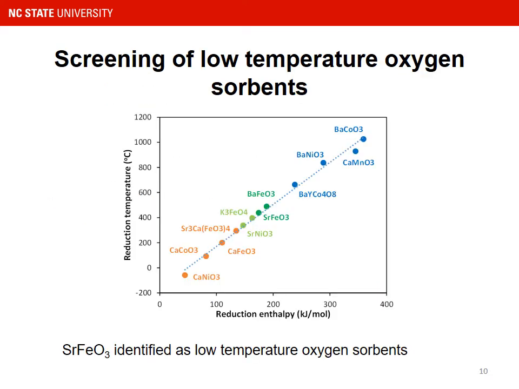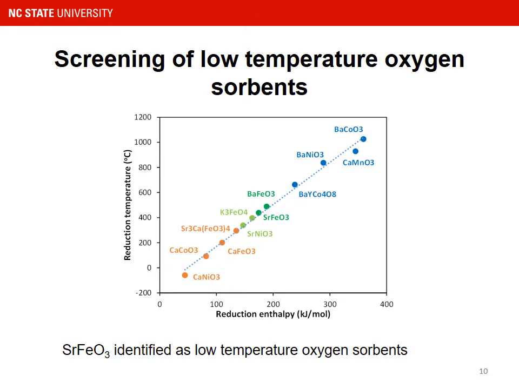One family of material we can look at is perovskite, because perovskite has a flexibility to accommodate a large amount of oxygen vacancy within the structure. Also, by changing the A-side and B-side elements, we can adjust their redox property. As shown in this figure, we have chosen perovskites with different A-side and B-side element combinations so that we can adjust their reduction enthalpy as well as their reduction temperature.